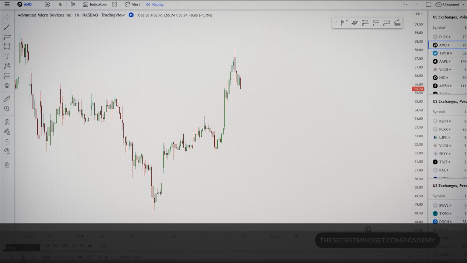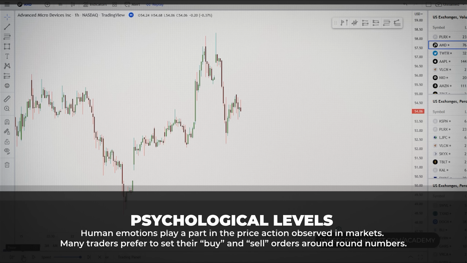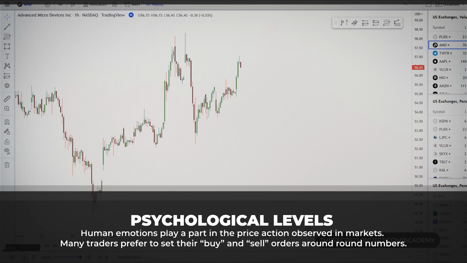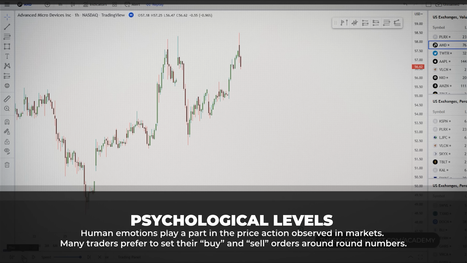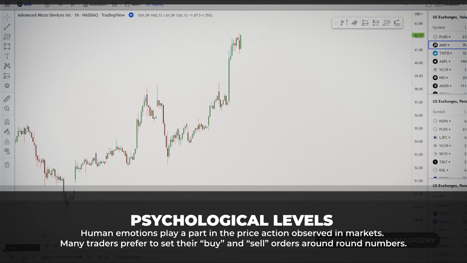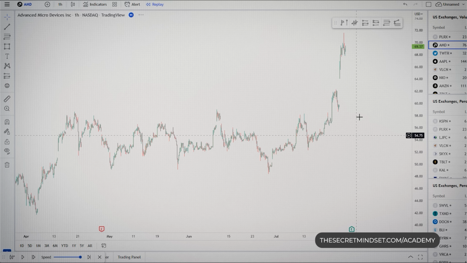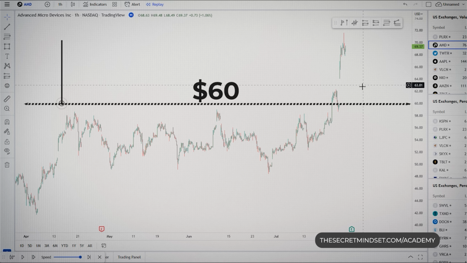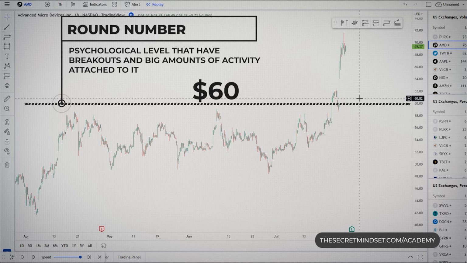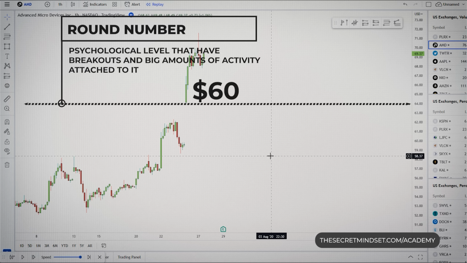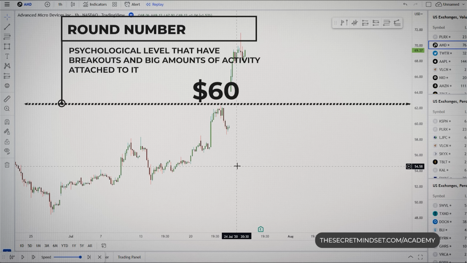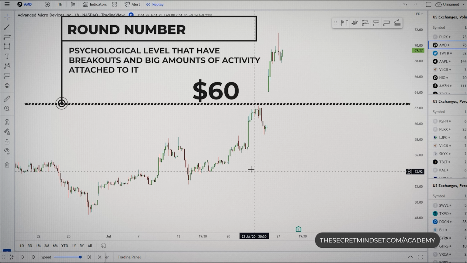Human emotions play a part in the price action observed in the markets. Many traders prefer to set their buy and sell orders around round numbers. It's not that common to have an order placed at $60.12, for example. No, instead we like to work with round numbers, and that's why these numbers are psychological levels that have breakouts and big amounts of activity attached to them.